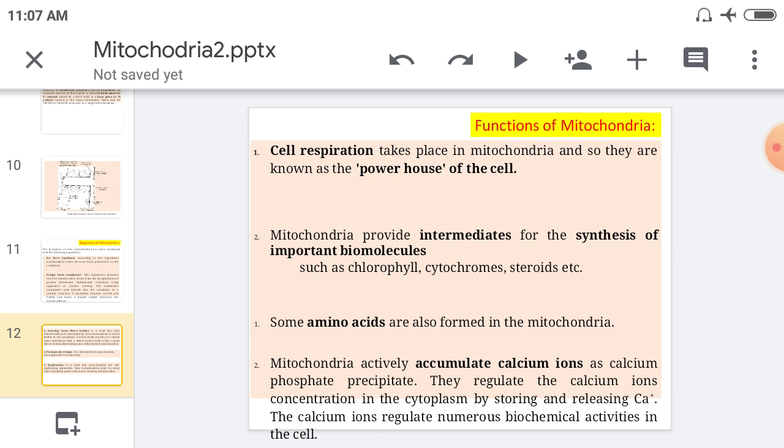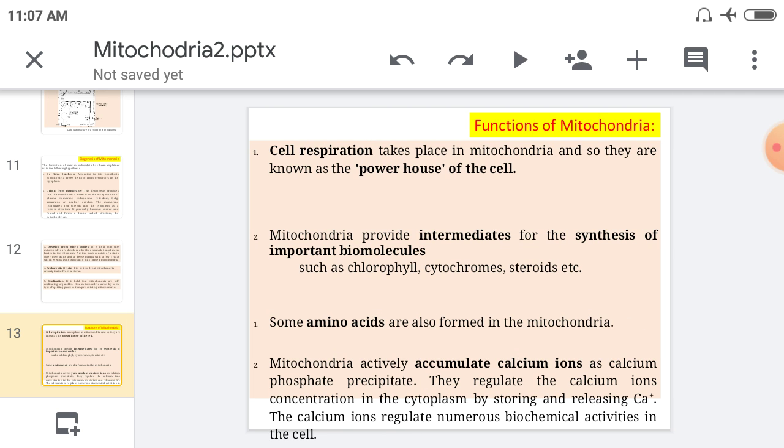Then going toward the function of mitochondria. Cell respiration takes place in the mitochondria, and so they are known as the powerhouse of the cell. You all know that mitochondria are called the powerhouse of the cell. Why? Because cell respiration takes place in the mitochondria. Then mitochondria provide intermediates for the synthesis of important biomolecules such as chlorophyll, cytochromes, steroids, etc. Then some amino acids are also formed in the mitochondria.